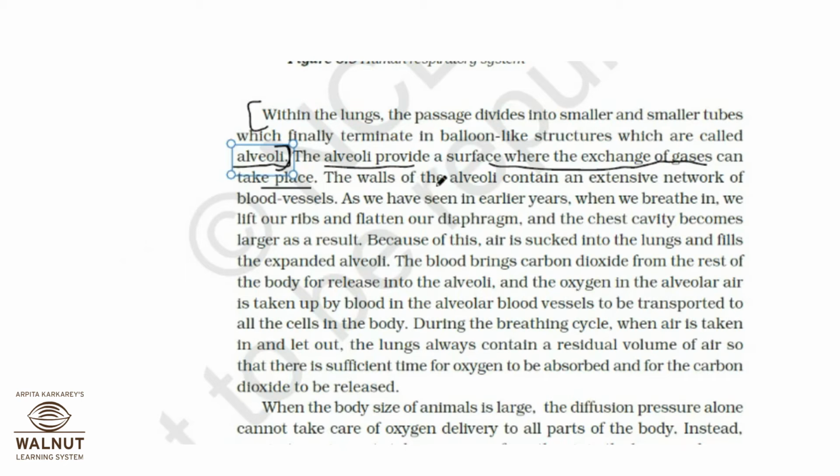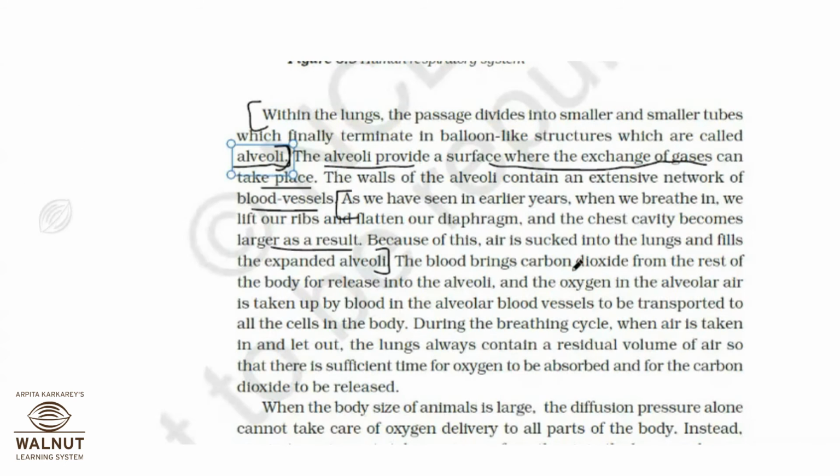Okay. The walls of the alveoli contain an extensive network of blood vessels. As we have seen in earlier years, when we breathe in, we lift our ribs and flatten our diaphragm, and the chest cavity becomes large as a result. Because of this, air is sucked into the lungs and fills the expanded alveoli. So these movements which happen when we are inhaling are all due to the fact that we have to take a lot of air, a lot of oxygen, inside.